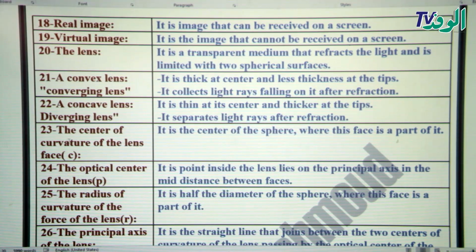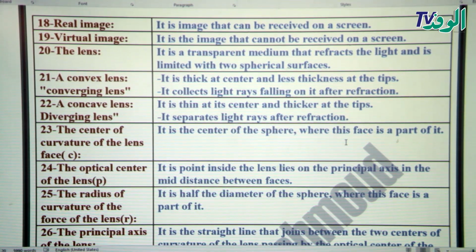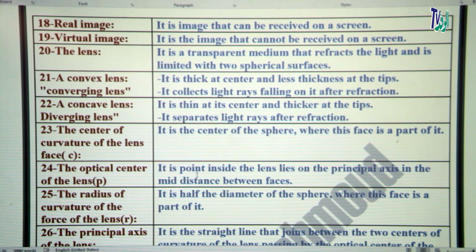The center of curvature of the lens. Some concepts that are related to the lens. The centers of curvature. It is the center of the sphere where its face is a part of it. Center of the sphere, where this face is a part of it.